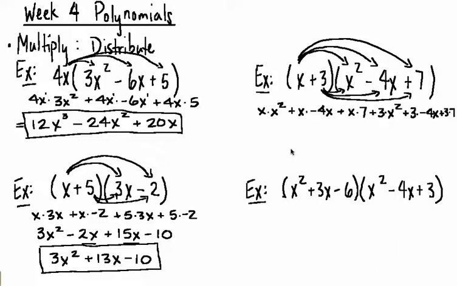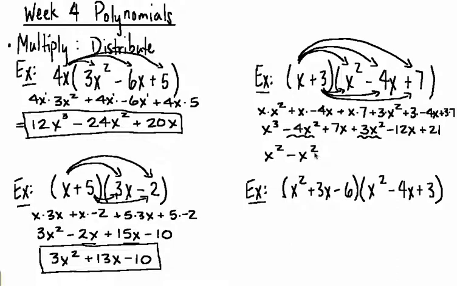And now when we multiply everything out, x times x squared is x cubed. X times negative 4x is negative 4x squared. X times 7, 7x. And 3 times x squared is 3x squared. 3 times negative 4x is negative 12x. And then 3 times 7 is 21. Now, do we have any like terms that we can combine? Yes, we have a negative 4x squared and 3x squared, which is negative 1x squared, or just negative x squared. And then 7x and negative 12x, 7 minus 12 is negative 5x.